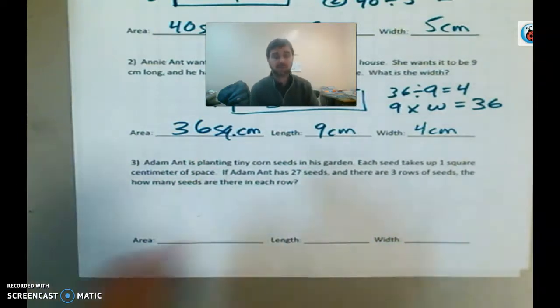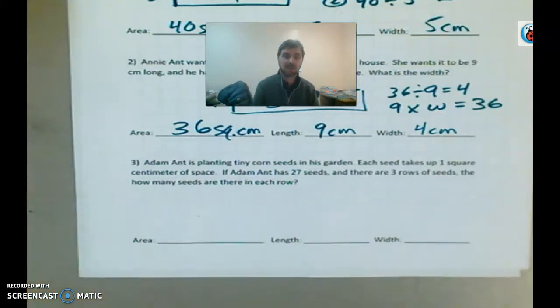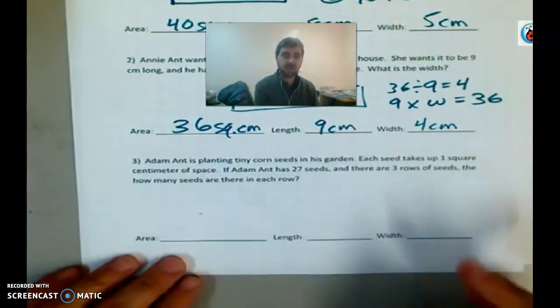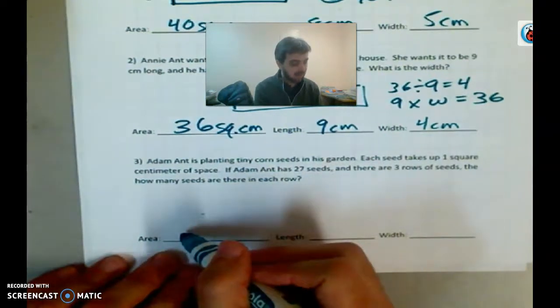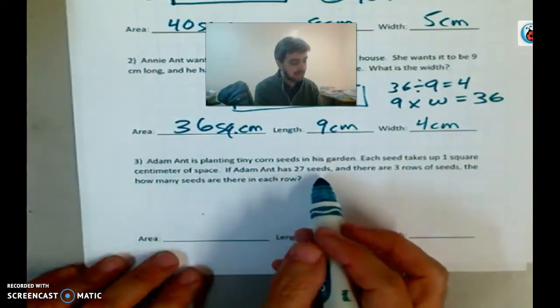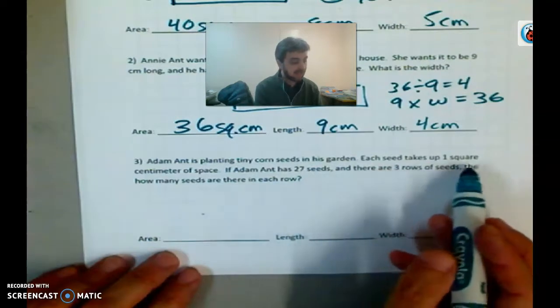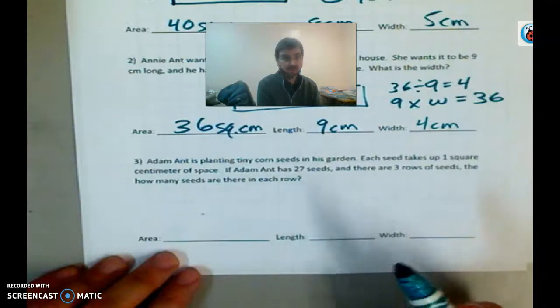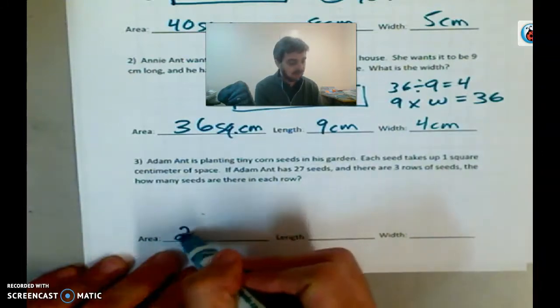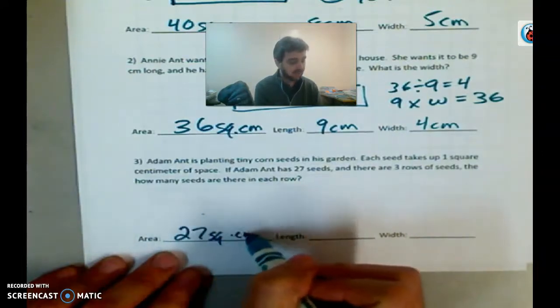All right, so if you haven't done the problem, do it now. Otherwise, we can do it together. We know that Adamant has 27 seeds, and that each seed takes up 1 square centimeter. That means he's got 27 square centimeters of space. So we'll say 27 square centimeters.